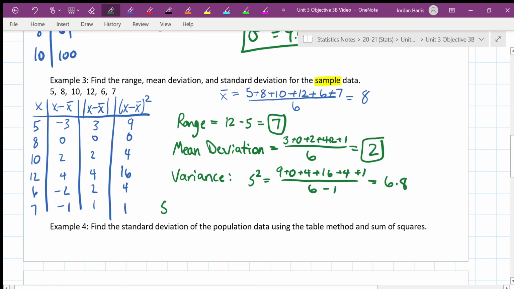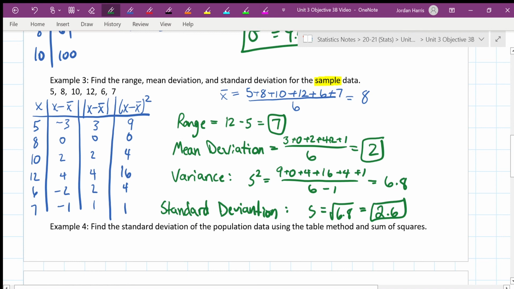Then I get standard deviation. That's actually what it was asking for. So don't forget, if you're asked to find standard deviation, you have to find variance first. So that would be S, which is the square root of variance, which is 2.6. Square root of 6.8, 2.6.